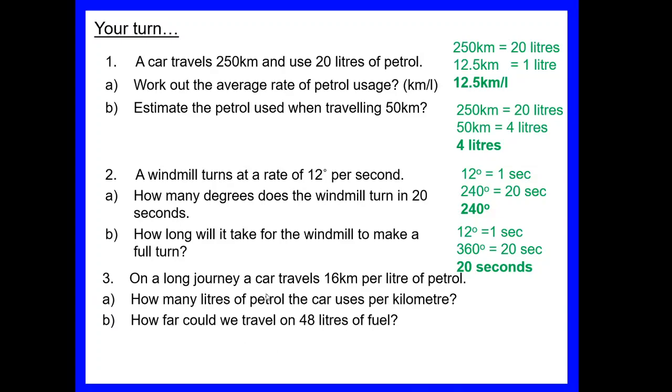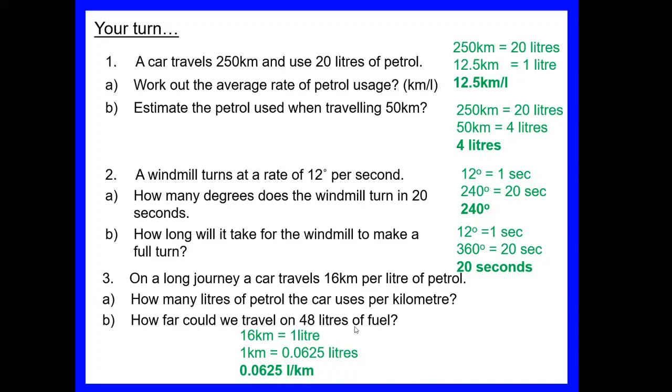Finally then, we've got a car that travels 16 kilometres per litre. So remember, 16 kilometres for 1 litre of petrol. And we want to know how many litres it uses per kilometre. So now we want for 1 kilometre. So under the 16, we're going to put 1 kilometre. To get from 16 to 1, we divide by 16. 1 divided by 16 is 0.0625. So it's 0.0625 litres per kilometre.